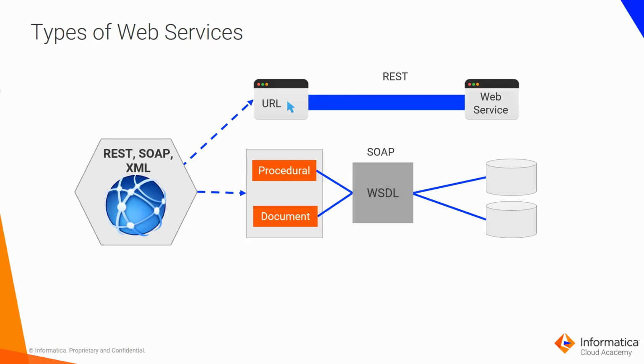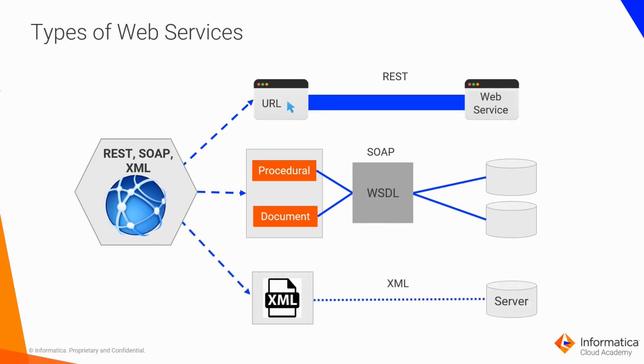Document style indicates that the SOAP body contains an XML document, which can be validated against a predefined XML schema document. An XML message is created that contains all the required information. You send the request and get the response in XML format.